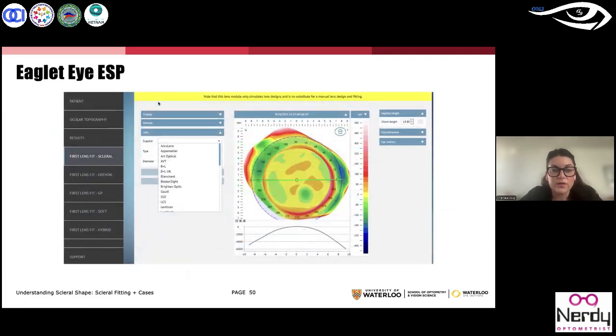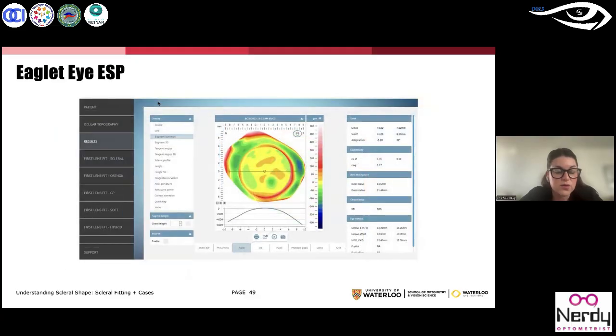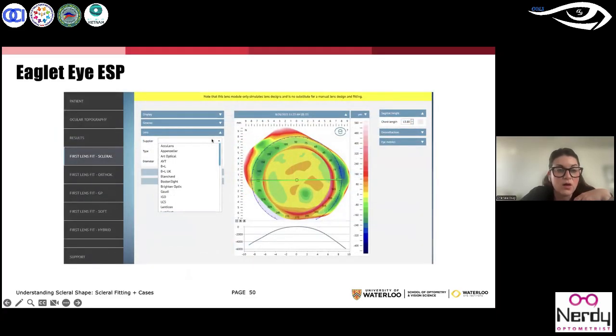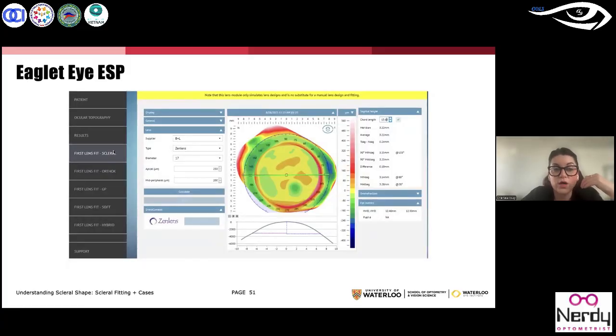If I go back in the results, you can see I can set to any cord length I want and get all of this data on sags, things like that. I can also go into first lens fit here for a scleral lens, and pretty much every lens manufacturer I work with is compatible with this, and they all have algorithms that will automatically take that data and calculate either the lens to order or the best first trial lens for you.